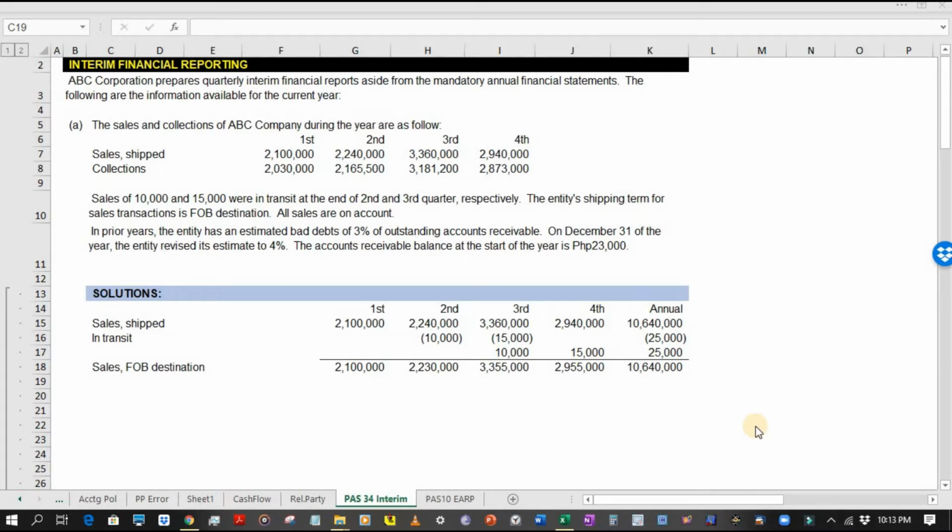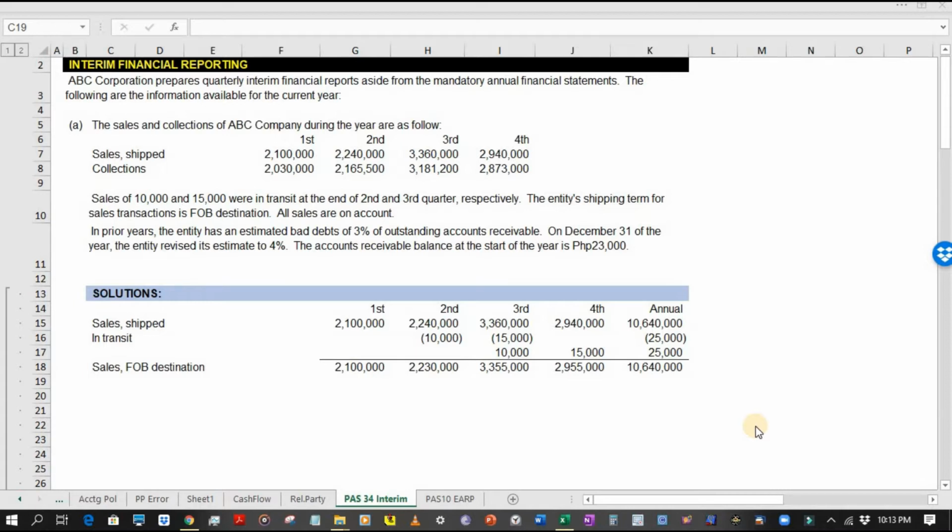So now, after we are done with the revenue recognition for interim purposes, let us now proceed to expense recognition. So starting with letter A. In letter A, aside from the sales transaction, we are required to recognize a provision for bad debts. So let us read the information.